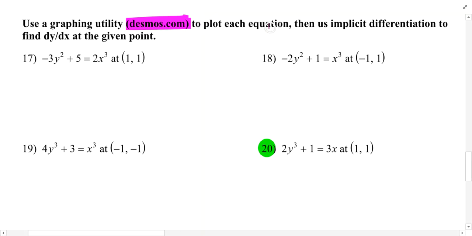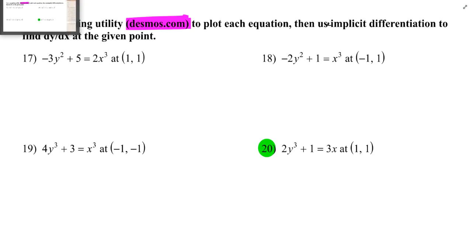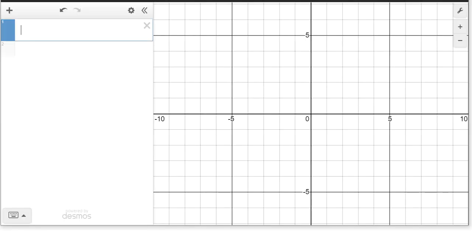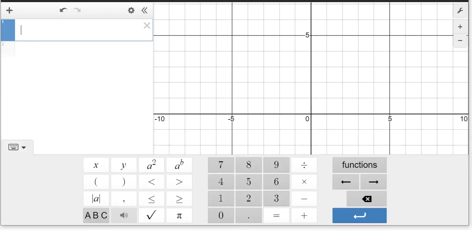So we'll plot the equation to see what the function or the equation looks like, and then we'll use implicit differentiation to find dy dx at a given point. So the equation is 2y cubed plus 1 equals 3x. So if I switch over to Desmos, we can write that equation. Try to bring up the on-screen calculator from the website.